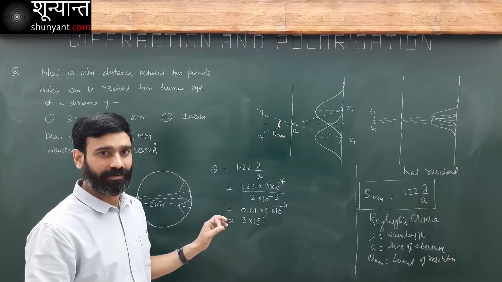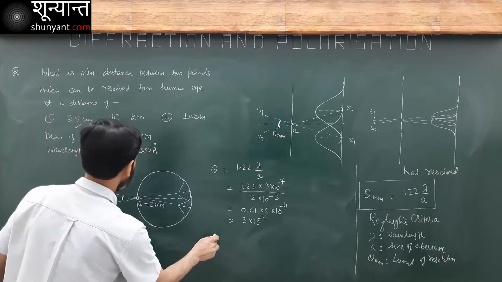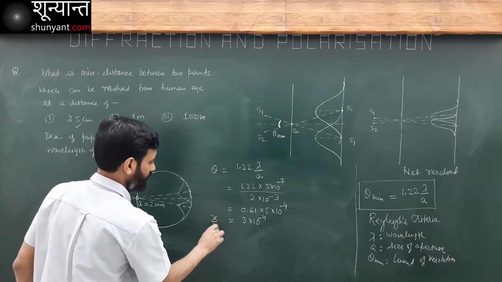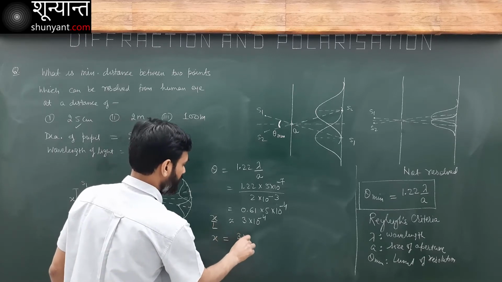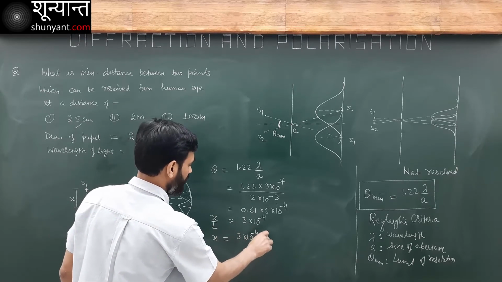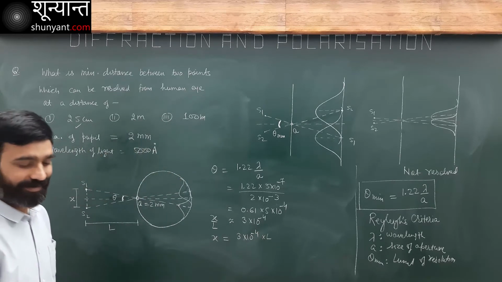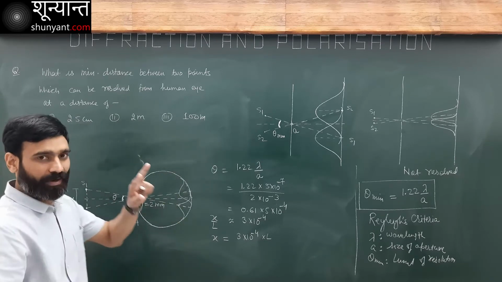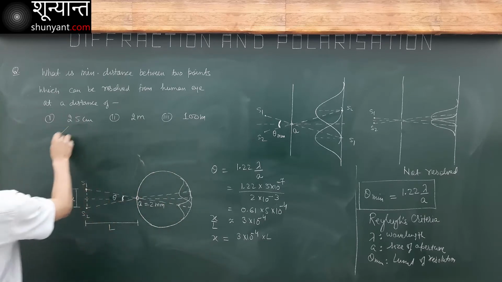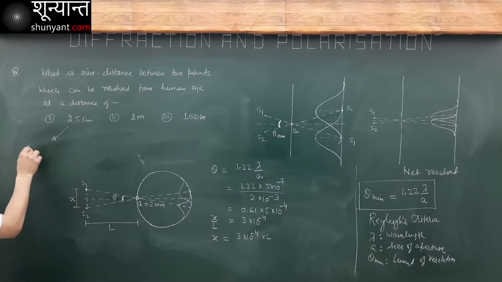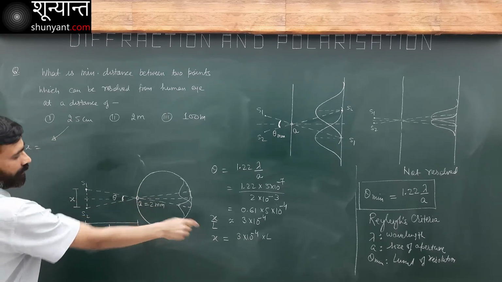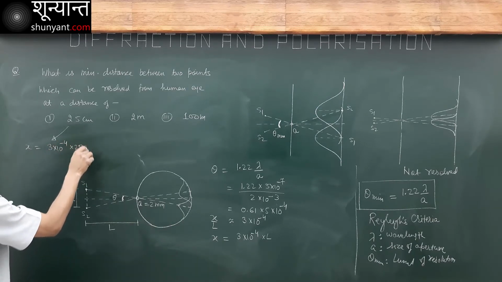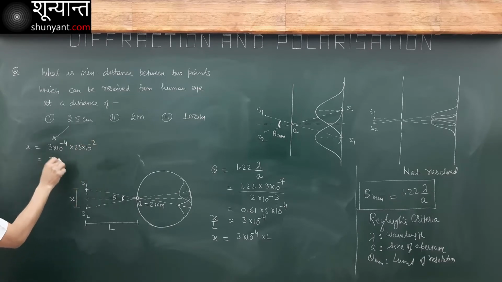It's a very small angle. So I can write it as x over L. So x will be equal to 3 times 10 to the power minus 4 times L. Let's see what values we get. If I want to look at those two points from a distance of 25 centimeter, what should be the minimum separation? This separation x should be equal to 3 times 10 to the minus 4 times 25 times 10 to the minus 2. This becomes 75 micron.